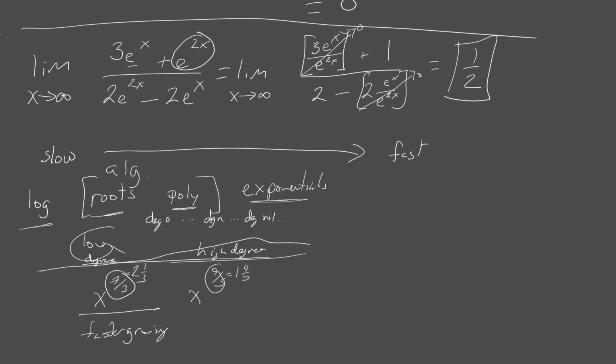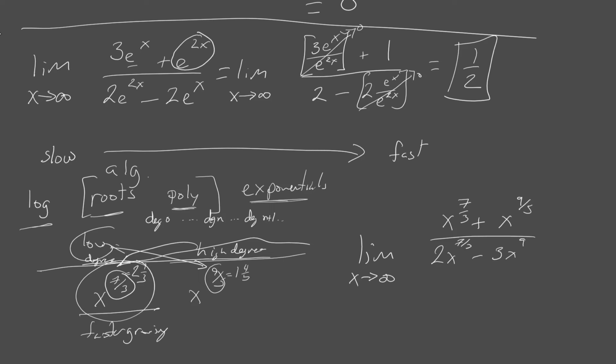I don't want that low degree to be associated to that. Low degree is that one, high degree is that one, right? Okay, so this is the faster growing one. So if you had something in a fraction, limit x goes to infinity, maybe I have x^(7/3) + x^(9/5) divided by 2x^(7/3) - 3x^(9/5). The thing that I would divide everything by is the one with the bigger degree, so we divide by x^(7/3) in all of these, and everything would cancel except for the 1/2. This would go to 1/2.